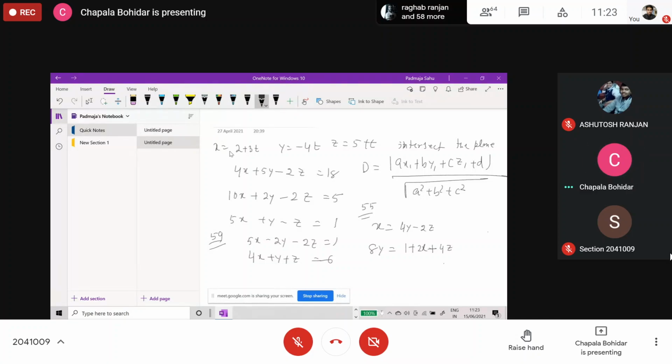12.6. If any question is given asking what type of surface it is, or what type of figure in R2 or R3, see the question. R2 is your plane, R3 is your surface. According to that, you have to write down.